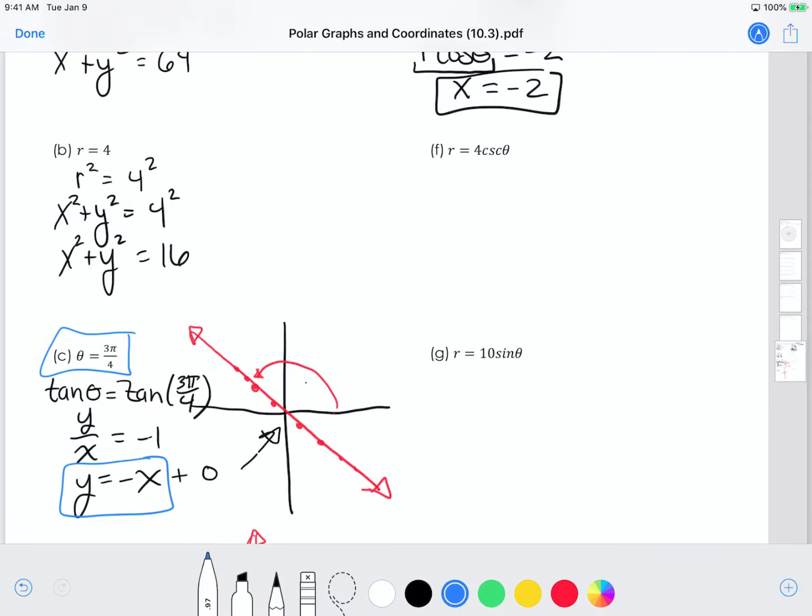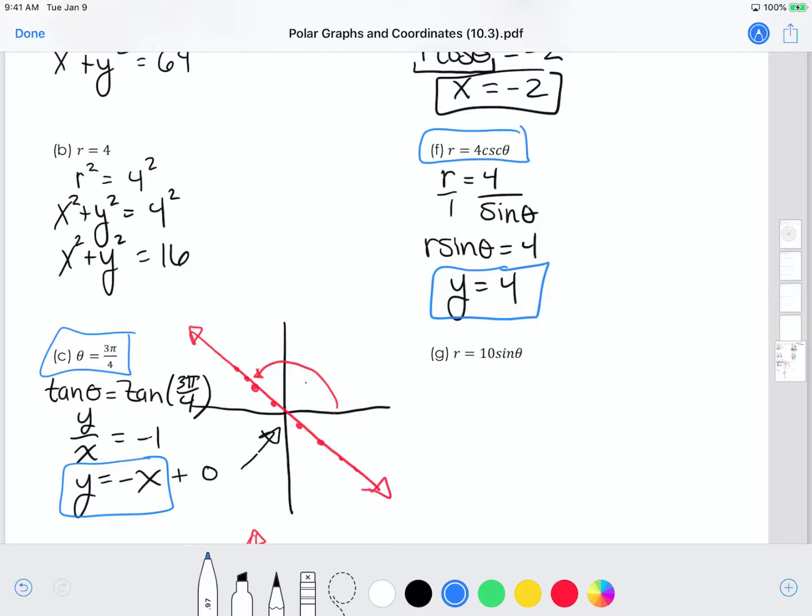Part F is very similar. I know that cosecant is the reciprocal of sine, so I'm going to rewrite this as 4 over sine theta, and then I can cross multiply, and I have r sine theta is equal to 4, and I know that r sine theta is equal to y. So I can replace r sine theta with y, and I get the horizontal line, y is equal to 4. So this is the same line as this, although it's in rectangular form.